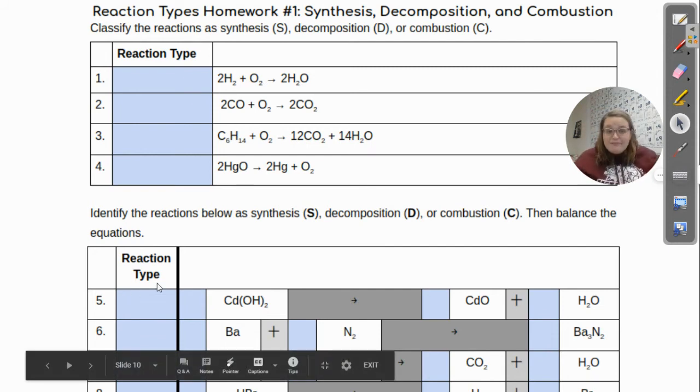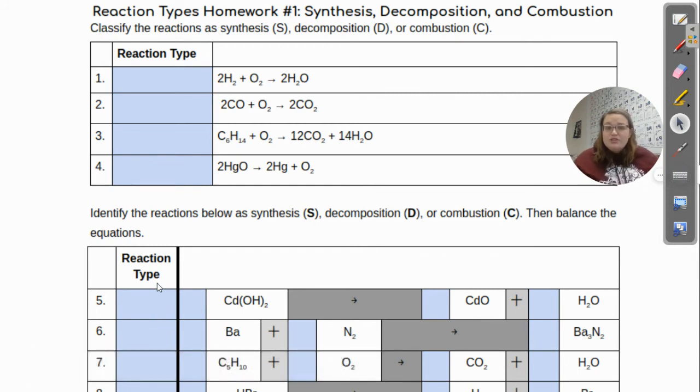We're doing lots of balancing. You need to get good at balancing. If you need help with balancing, you need to join one of my video chats where we go through balancing. Read your announcement for more instructions.